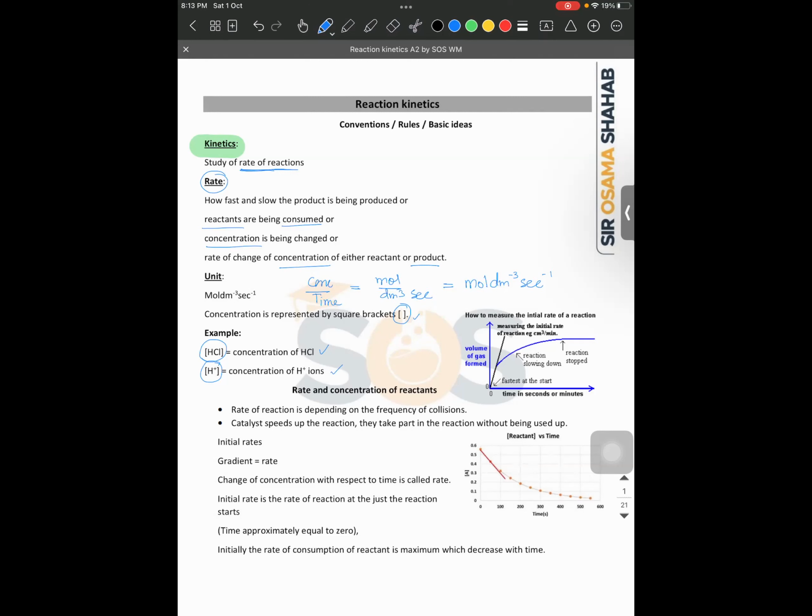And then we have a few more things over here, like you need to understand what is the connection between rate and concentration of reactants, right? So the simple connection between these two things is this: rate of reaction is actually depending on what? Frequency of collisions, right? Definitely one more thing on which the rate is going to be dependent is energy as well. Rate of reaction always depends on the energy of the particles, and the frequency of collision as well, right?